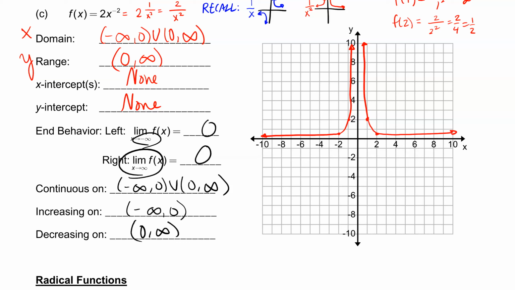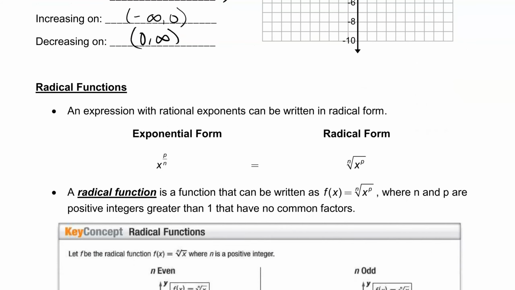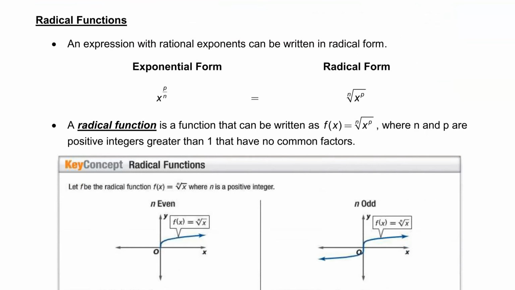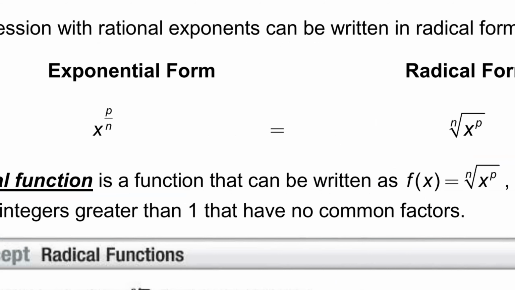Okay, so those are power functions. Now we're going to talk about radical functions. So a radical function literally has a fraction. So in exponential form, you have x to the p over n. And as one of my precalculus students famously said last year, top dog in the house. That will help you. And I'll explain what the heck that means.